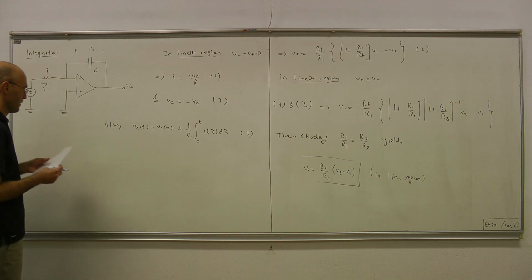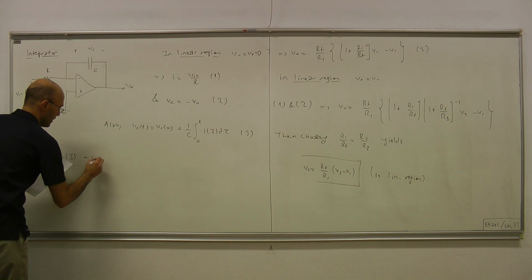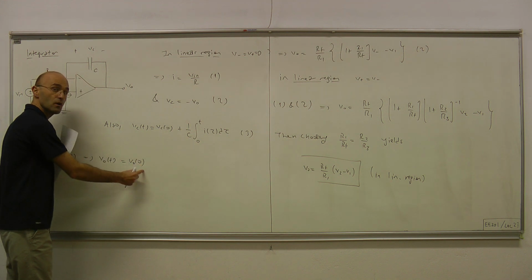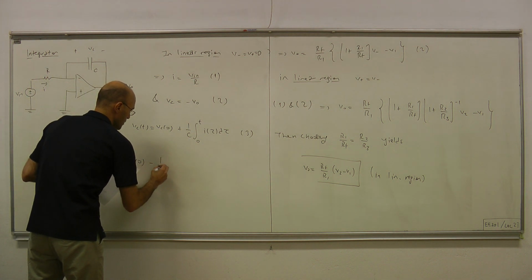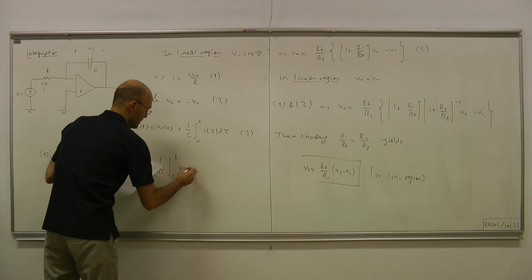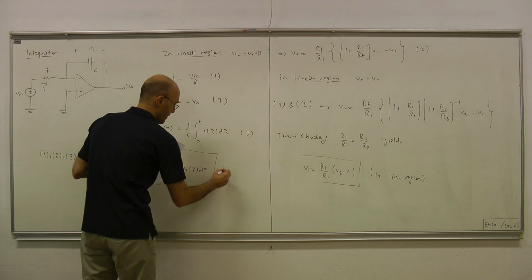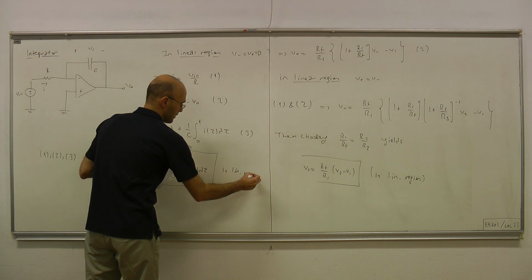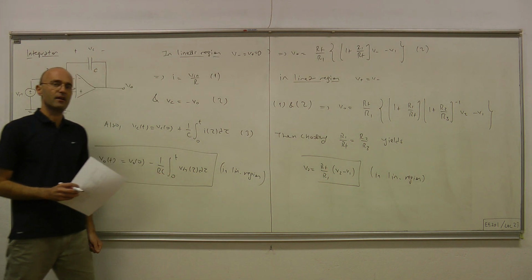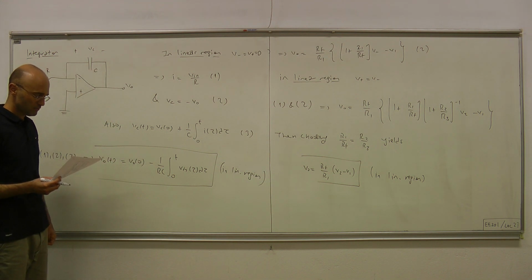Now what we do is we combine equations 1, 2, and 3 to obtain the relation between input and output voltages. 1, 2, and 3 imply V out of t equals V out 0, the initial output voltage, minus 1 over RC, times the integral from 0 to t of V in tau d tau, in the linear region. And therefore, in the output, we see some sort of an integral of the input voltage.